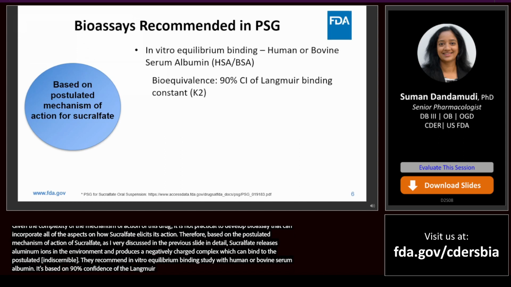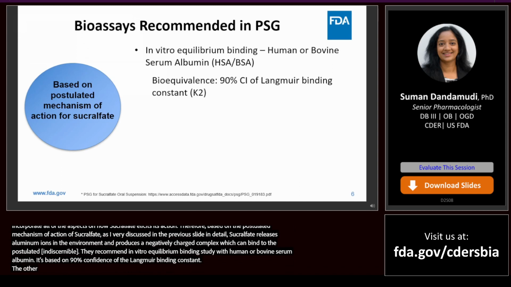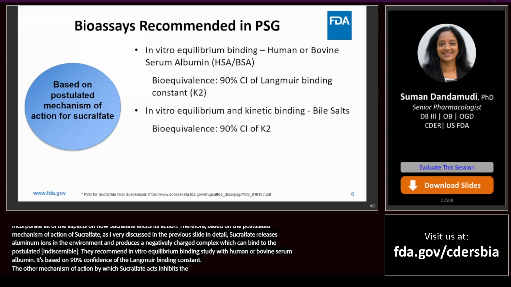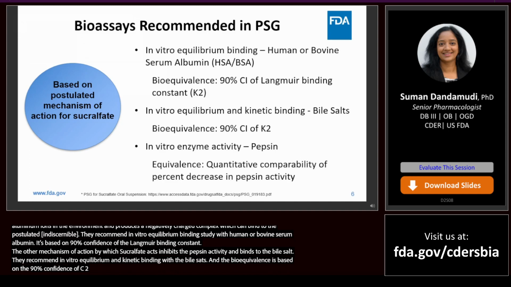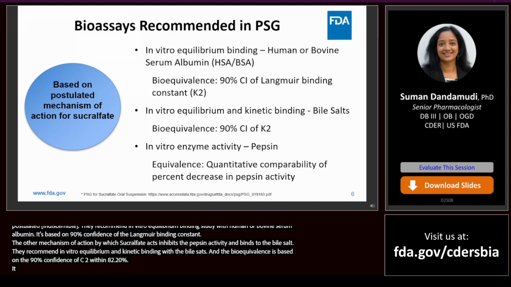The other mechanism of action by which sucralfate acts is that it inhibits the pepsin activity and binds to the bile salt. Therefore, based on this, the PSG recommends in vitro equilibrium and kinetic binding studies with the bile salt. And similar to the HSA studies, the bioequivalence is based on the 90% confidence intervals of K2 within 80 to 120%. The PSG also recommends the in vitro enzyme activity assay, and the equivalence is based on quantitative comparability of percent decrease in the pepsin activity.